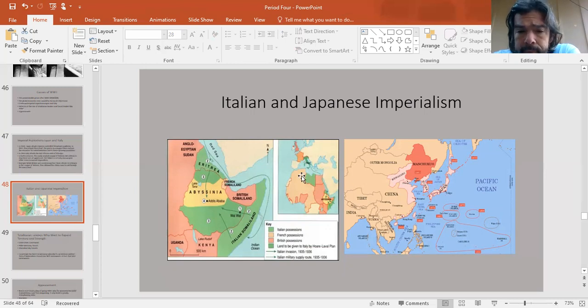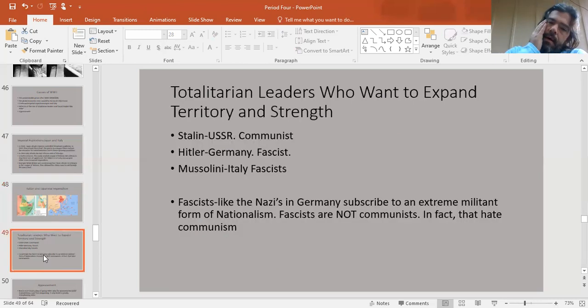Now, nothing was done to stop these actions. And in the case of Japan, they're building an imperial empire. This imperial empire is going to consist of, again, attacking China itself and islands in the Pacific, and nobody does anything to stop that. All right, so that's strike one.